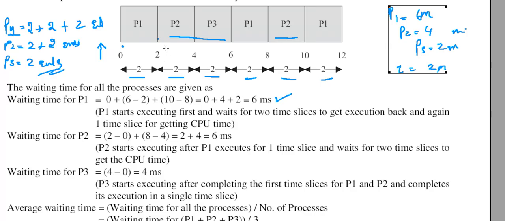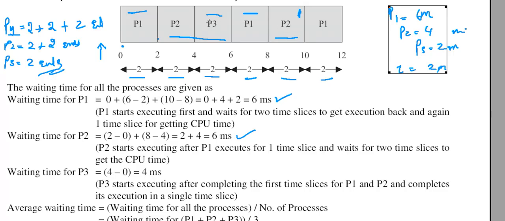Next, what is the waiting time for P2? Here P2 is here, P2 is here. So up to here only you have to consider. Here it is waiting, here it is waiting, here it is waiting, here it is running. P2 is running and completes here. So it waited here, here and here. So waiting time is 2 milliseconds plus 2 milliseconds plus 2 milliseconds. Again it waited 3 slices. So it is 6 milliseconds. 6 milliseconds is the waiting time for P2.